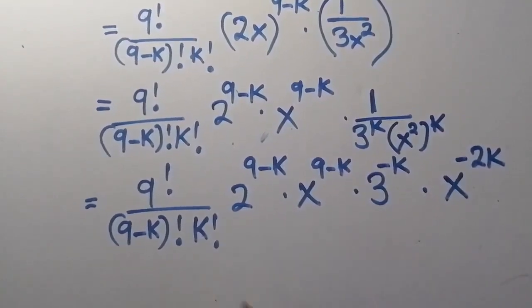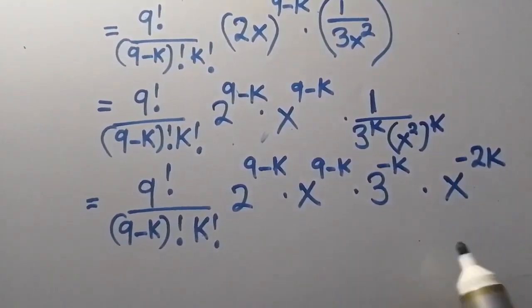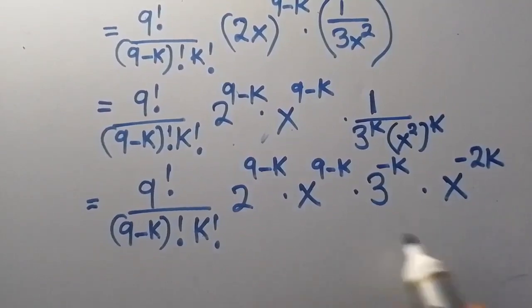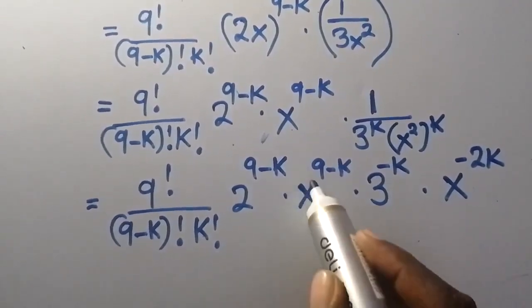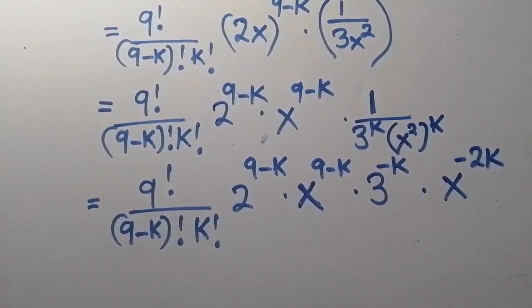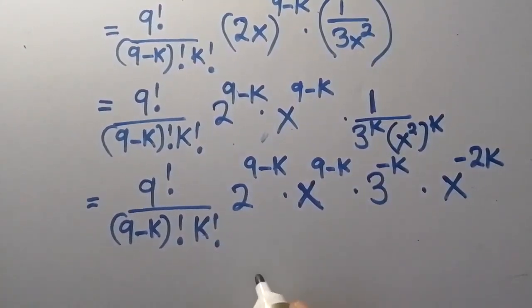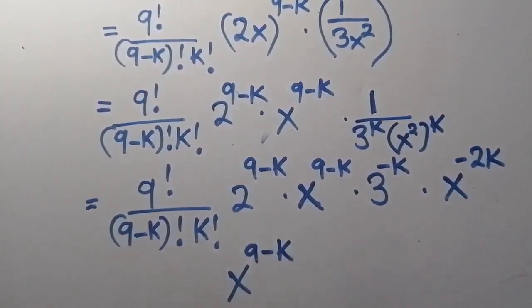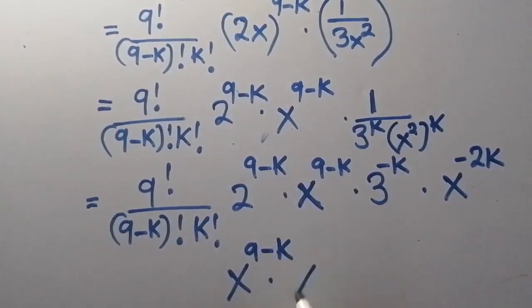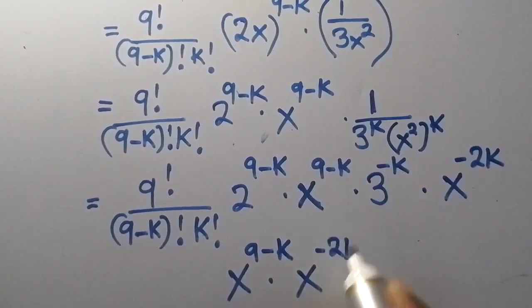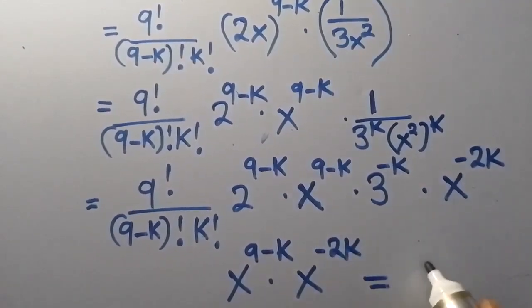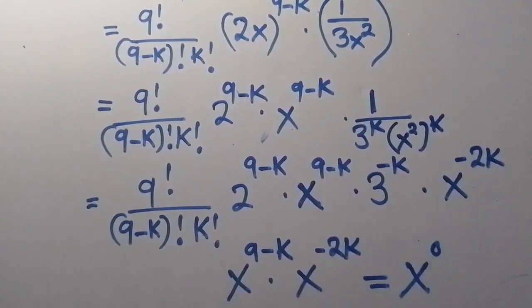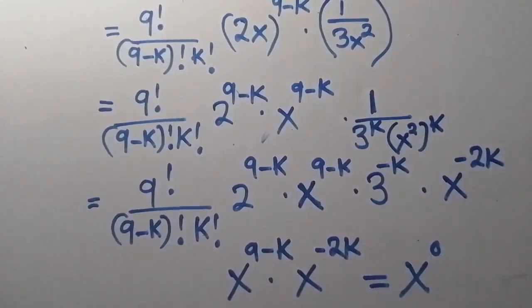So what I'm going to do is this. I'm going to get these values having x, then I equate them. So x to the power 9 minus k, multiplied by x to the power negative 2k, is equal to the independent term, which is x to the power 0. So x to the power 0 will give me a 1, which is an independent term.